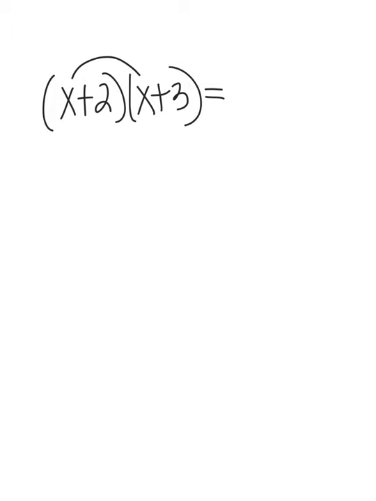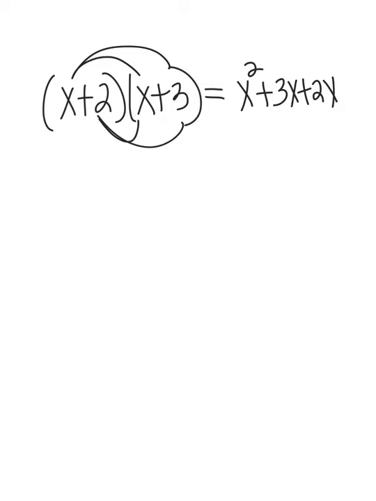So I'm going to multiply the x times the x to get x squared, x times 3 to give me 3x, 2 times x is 2x, and then 2 times 3 is 6. So whenever I combine my like terms, let me just erase this, it would turn into x squared plus 5x plus 6.